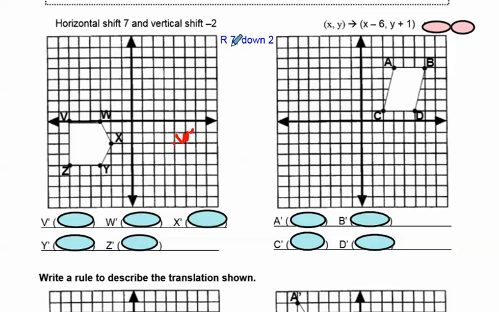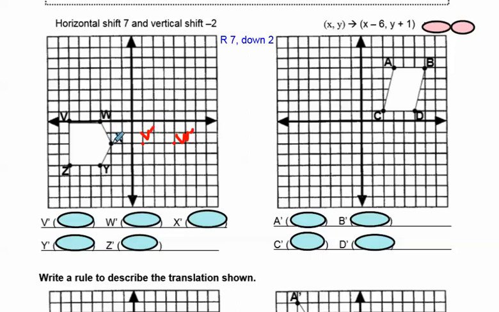And then we look at the next point, so we can look at V. We move to the right 7 and then down 2. 1, 2, 3, 4, 5, 6, 7, and then down 2. And we're going to call that guy V prime. We just do each one separately.